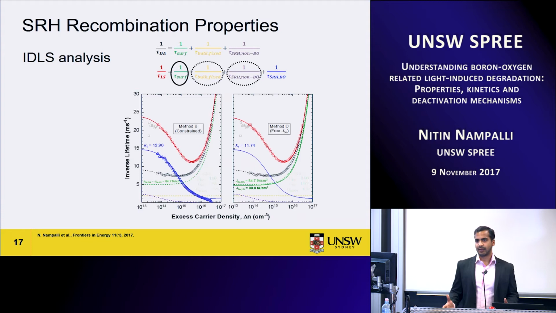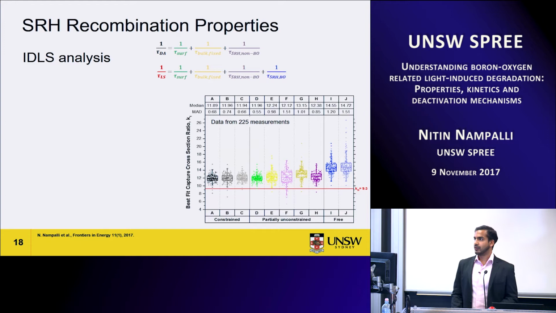Likewise, what if there are small changes in other lifetime components between the light soak stage and the dark anneal stage? To understand this, I collected a lot of data before and after light soaking and tried to fit the value of K to these curves using different methods, allowing some components to change while keeping others fixed, and so on, different permutations. But what you can see over here is that regardless of the method, the K value is consistently greater than the established value in the literature, which is 9.3 for the samples in this study.